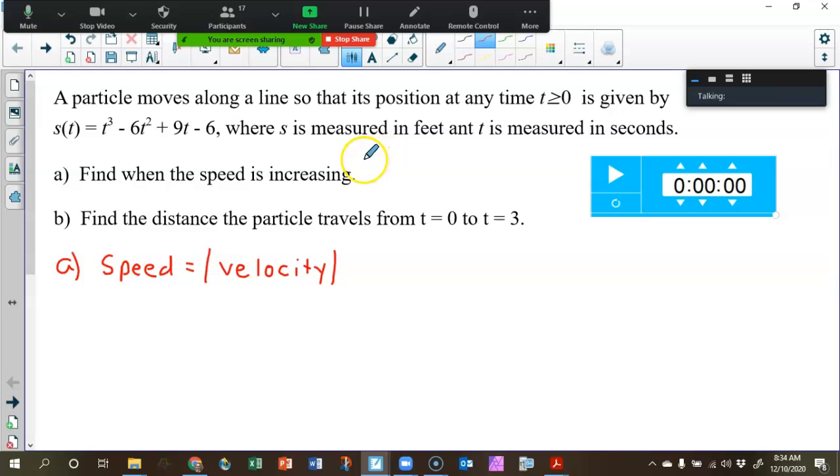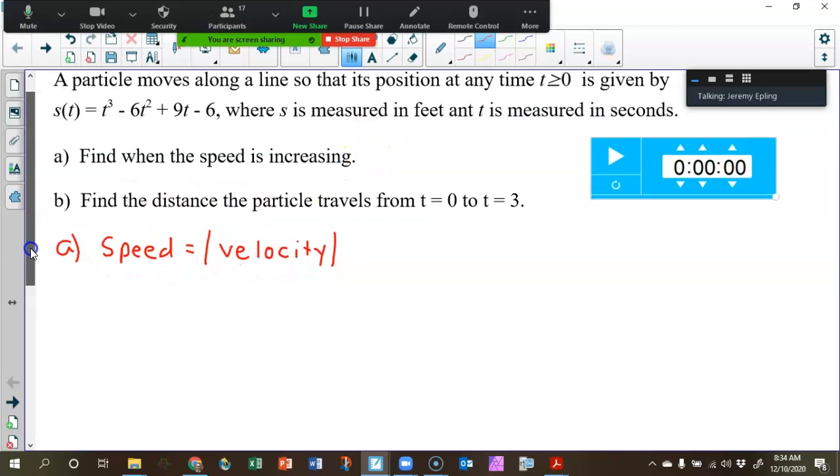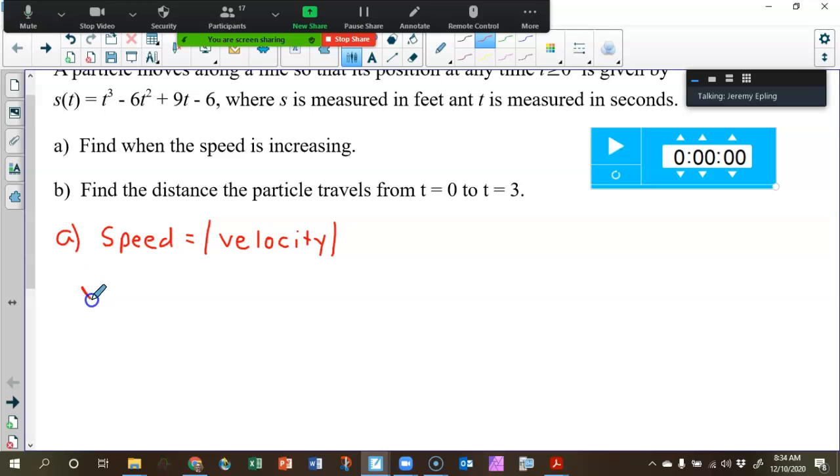Well, I don't know what velocity is in this problem, so that's probably a good place to start, to find out what our velocity is. Now, we've been looking at the relationship that velocity is the derivative of position. So that's not too bad for us to find here. The derivative of t cubed is 3t squared. The derivative of 6t squared is 12t. The derivative of 9t is 9. And the derivative of negative 6 is 0. So we do have velocity here.